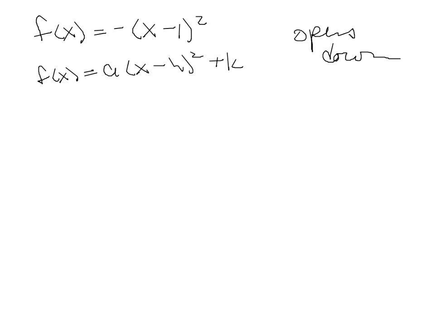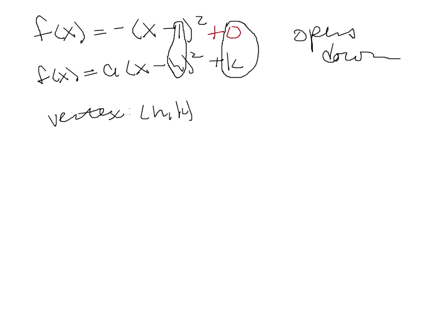Now on the problem that we're working on, I don't have anything over here. So if I add 0, then I haven't changed the problem. But I can see that there's k. K is 0 and h is 1. So my vertex, remember, is h, k. So my h is 1 and my k is 0.